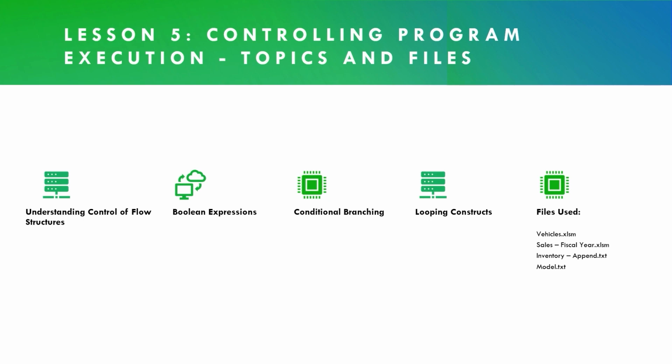So we're going to be using our regular vehicles file. We'll also be accessing that sales fiscal year macro enabled file and 2 files from the text files folder. And that would be inventory append and model. So you want to make sure you have those files from the video description, inventory append and model, already on your computer.